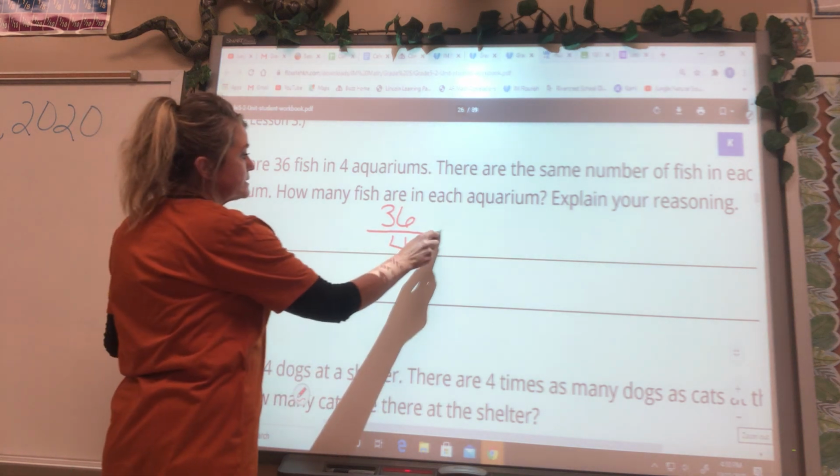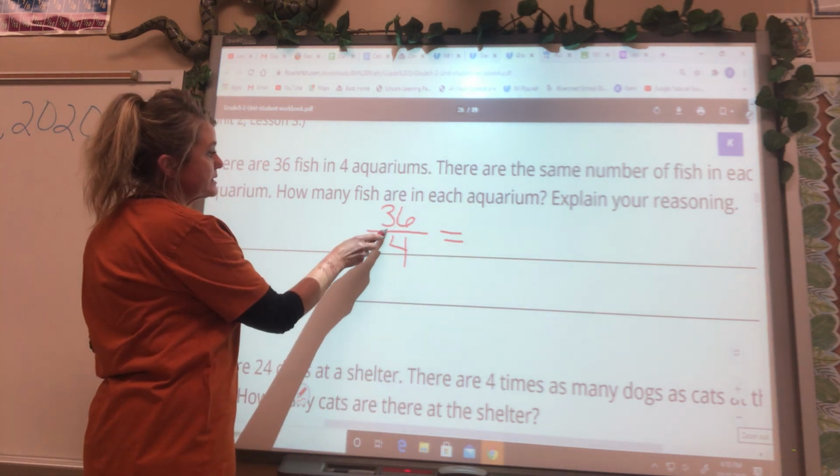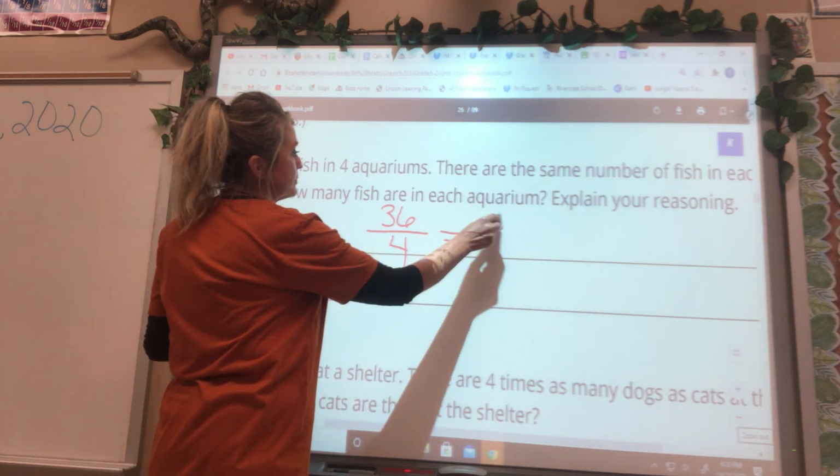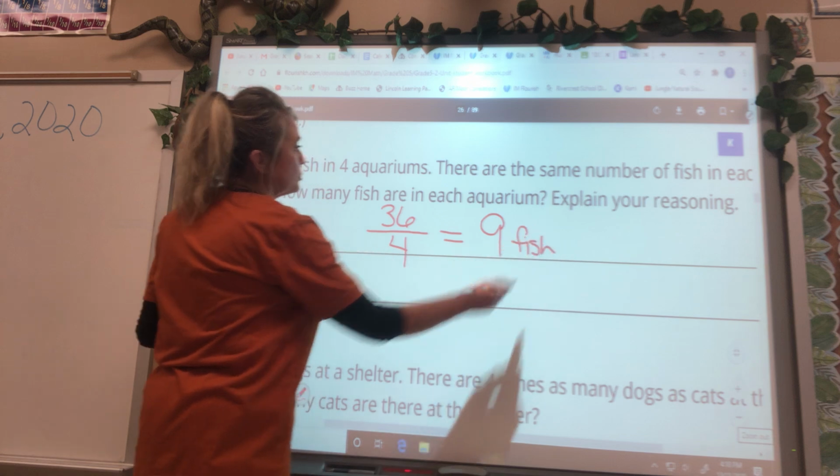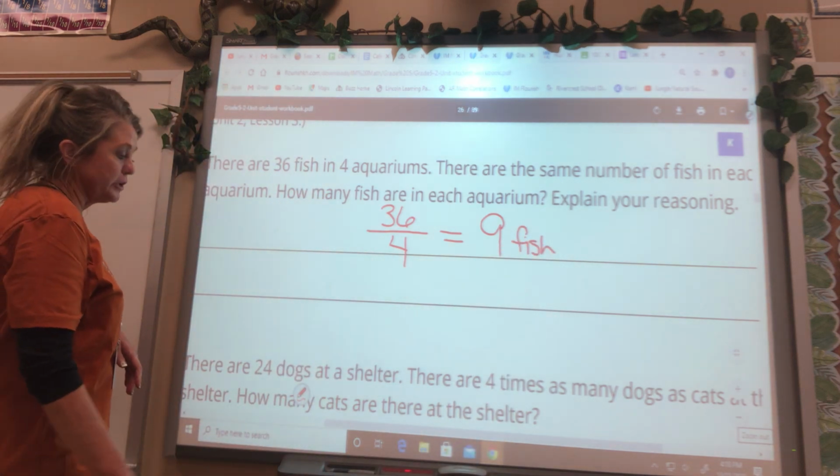So we would read top to bottom. 36 divided by 4 is 9. So each aquarium would get 9 fish.